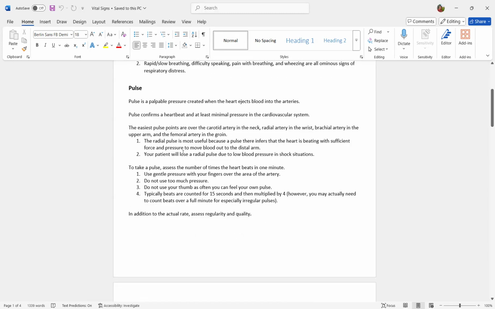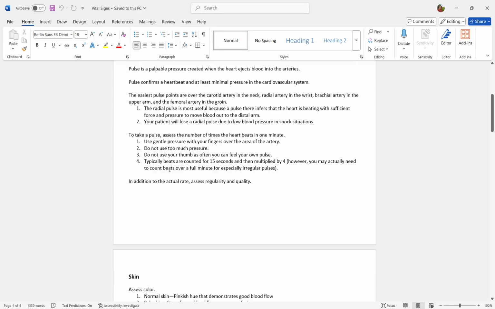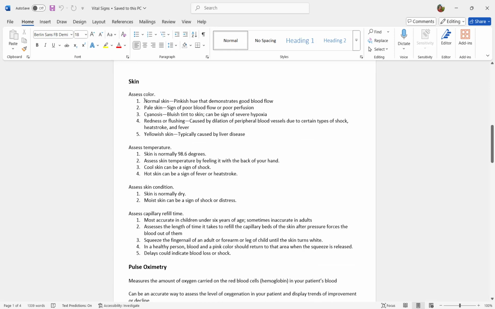Pulse, that's that palpable pressure that's created when the heart ejects blood into the arteries. Again, it confirms a heartbeat, at least minimal pressure in the cardiovascular system. So talking about the areas to do that, how to do that. Our skin, assessing our color, our temp, our condition, and then talking about capillary refill time once again. We don't just do this in kids, we also do it in adults as well. Usually we use their fingernail.